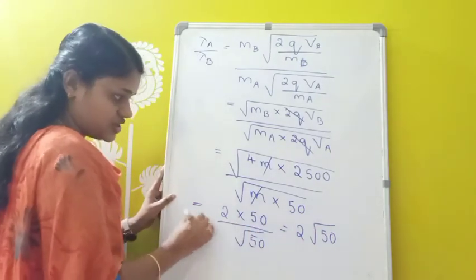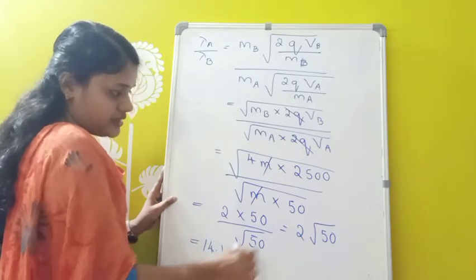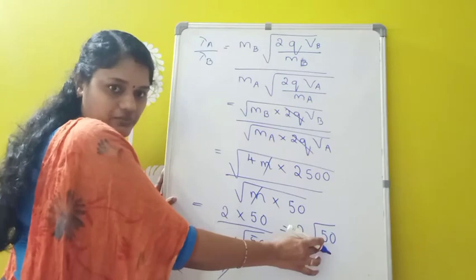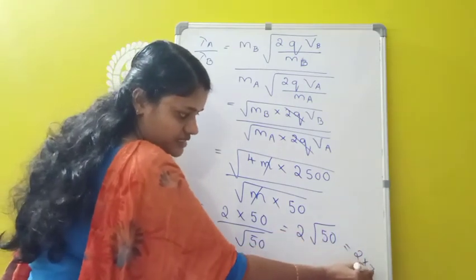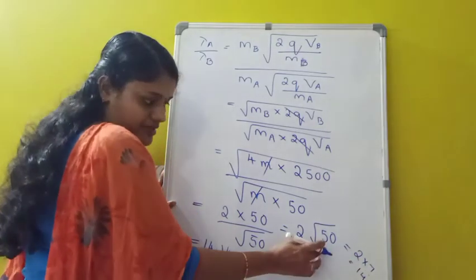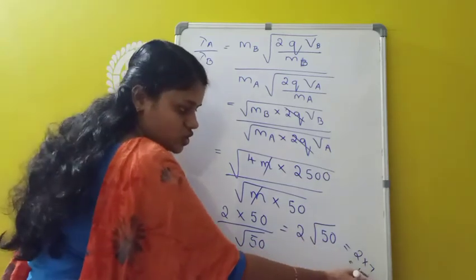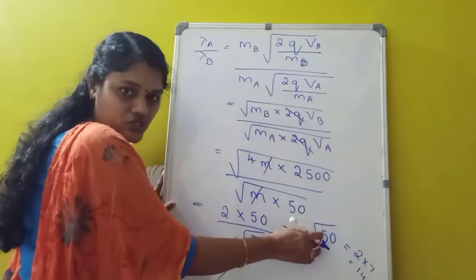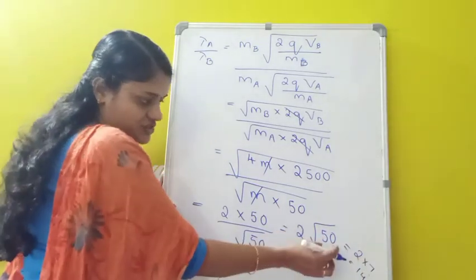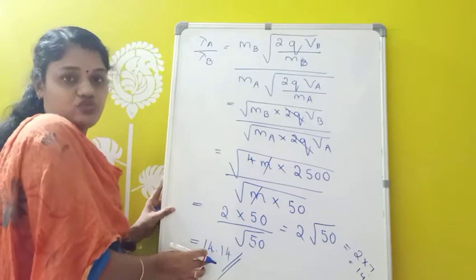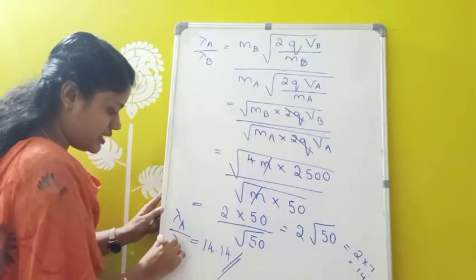When we are simplifying, we will be getting nearly 14.14. Okay, so root 49 we know is 7. So suppose we are taking this as root 49, that means 2 into 7 will come, that means 14. Completely, if we are taking root 50, it becomes 14.14. If you are writing it as 14, also no problem, because 50 is near to only 49, so root 49 is 7, so 2 into 7 is 14. If you are taking root 50 itself, it may be nearly 14.14. So this is the ratio of lambda A to lambda B.